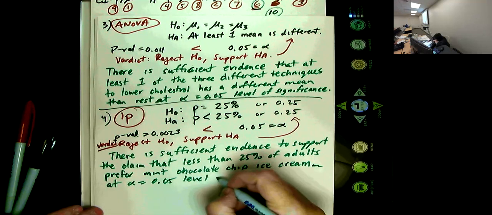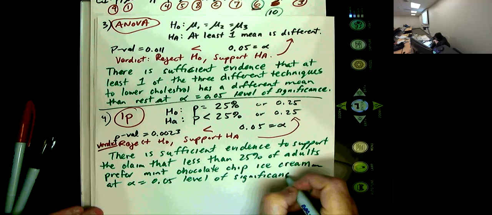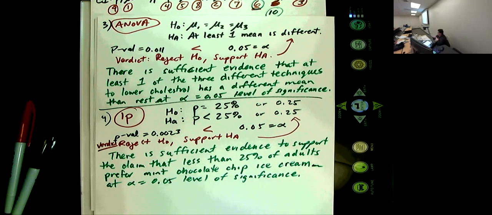That's just good practice. Let your reader know what standard you set to make this decision. If they don't know what standard you used, you could have been like alpha equals 0.2 and let almost anything go through.